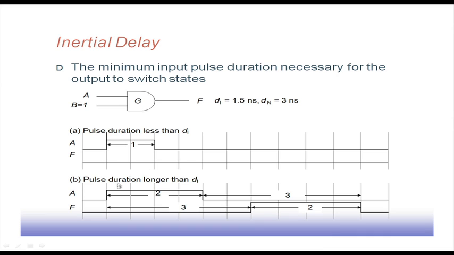On the other hand, the pulse duration may be greater than di. Then it gets affected, and it has a nominal delay of 3 nanoseconds, dn equal to 3 nanoseconds. So this effect comes to the output after 3 nanoseconds. After 3 nanoseconds we get a pulse of 2 nanosecond width, and then it falls down again, and since that is more than 1.5 nanoseconds, it remains low. So it gets reflected at the output. This is the inertial delay.